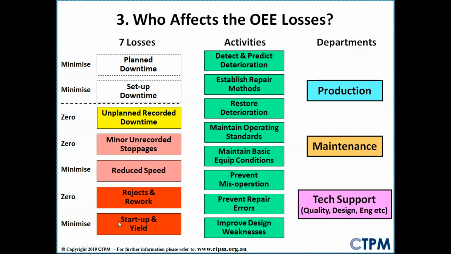We did, let's just worry about the last 5 of the 7 losses: unplanned downtime, minor stops, etc. And then we say, what are the activities we should be doing out there to improve the performance of our equipment? There's a list of these things that predict deterioration, establish repair methods, restore deterioration. And the point we ask people is, what happens if we don't do these activities? In other words, we don't detect deterioration, or we have poor repair methods.